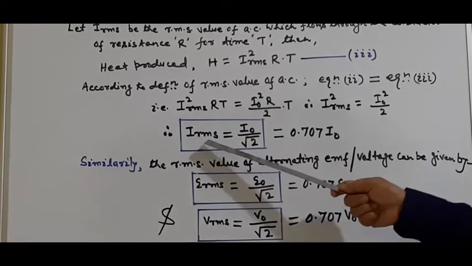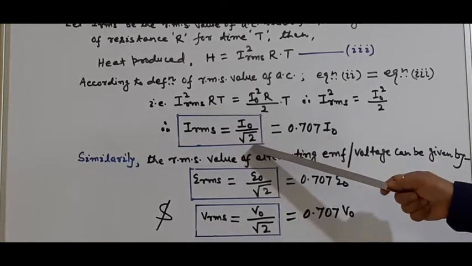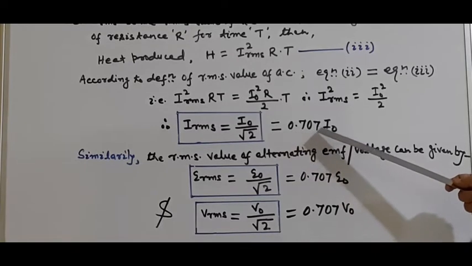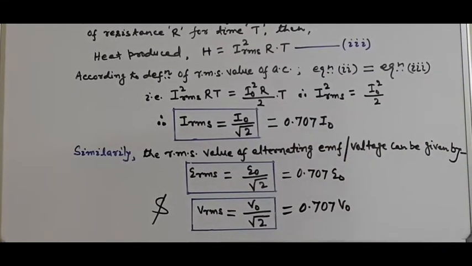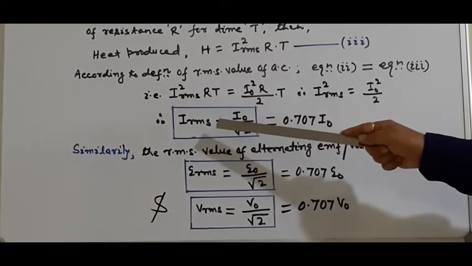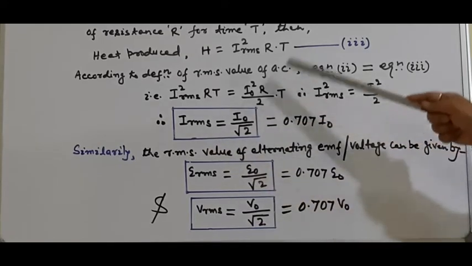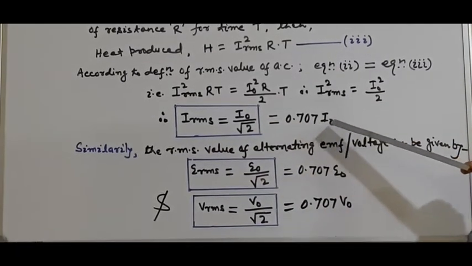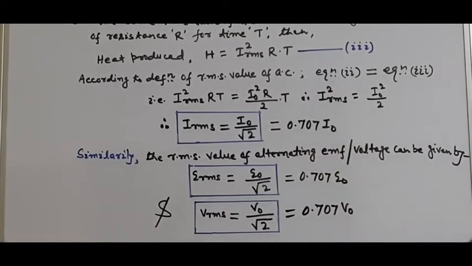So what is the IRMS? IRMS is equal to I naught by under root 2, and when you solve it, its value is equal to 0.707 I naught. I naught is the peak value of the alternating current. So this is the IRMS or root mean square value of alternating current, which is equal to 0.707 I naught. It means 70.7% of its peak value.